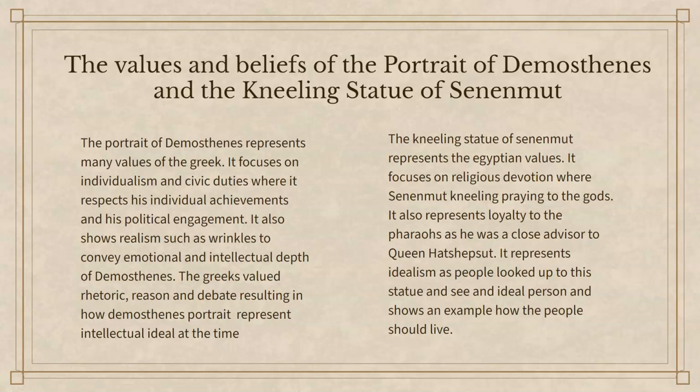Order and stability are also represented in the statue. The stylized pose and inscriptions on Senmut's statue represent the value of Ma'at, the Egyptian concept of cosmic order, truth, and justice. His kneeling posture and association with the divine and pharaohs echo the society's belief in the importance of maintaining harmony in life and afterlife.